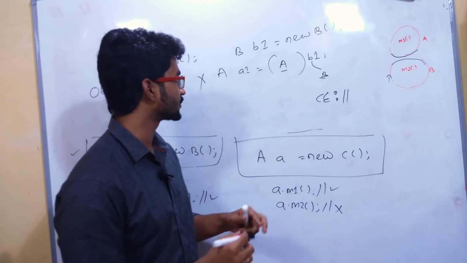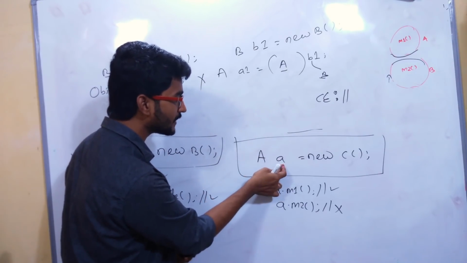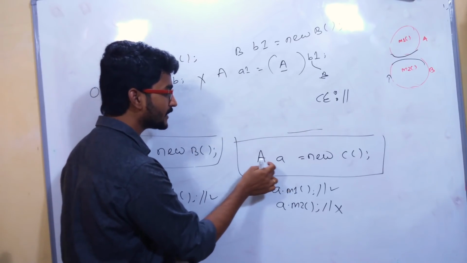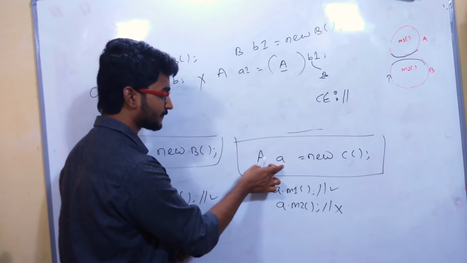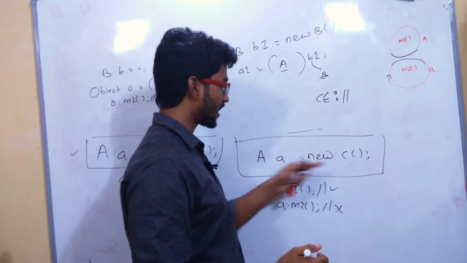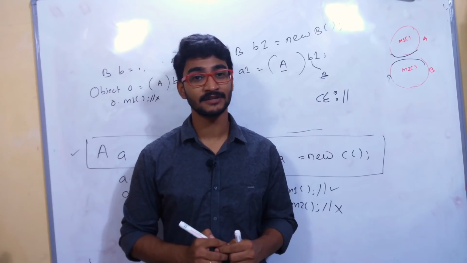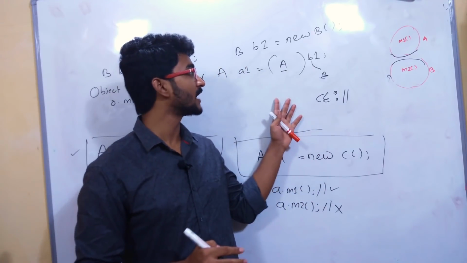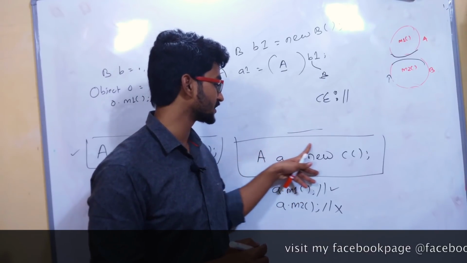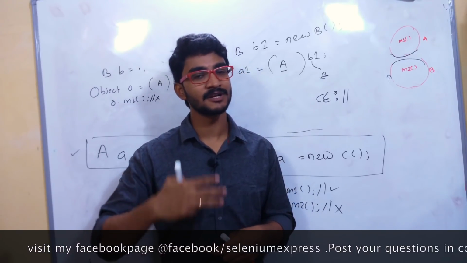Using A, you can only call those methods which are available in the A class. You can only call the A class methods using this reference. So what if you want to call the C class method? How can we do it? We can do it by using downcasting, and that's what we're going to talk about in the next tutorial. And we'll also talk about the advantages of upcasting, what kind of advantages we get from this kind of code, in the third tutorial.